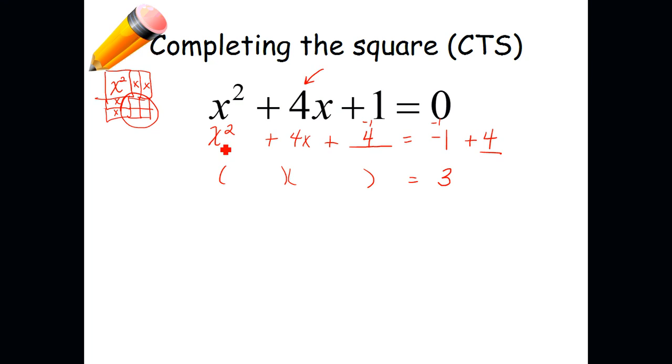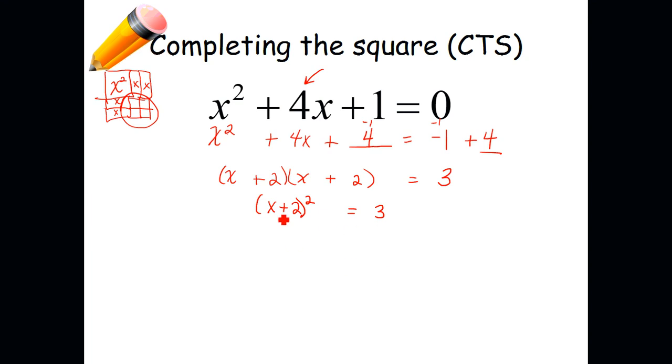What number or what things would go in the front of these two factors? X and x, right? To make x squared. In the back, what multiplies to make 4 and adds to make 4 in the middle? 2 and 2. So we end up with x plus 2 times x plus 2, which is the same thing as x plus 2 being squared. And that equals little 3 on the other side still.